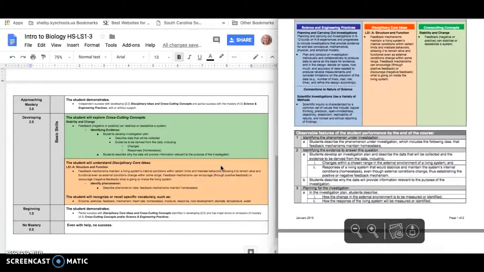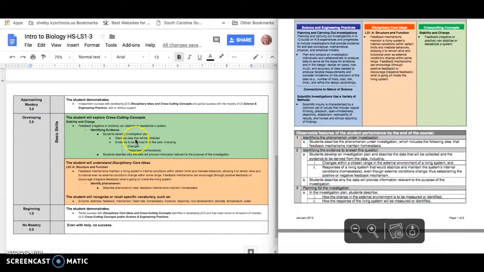So for the purposes of this, I feel like this plan falls in with the basic skills under our cross-cutting concept of identifying evidence. If you see that here, identifying evidence, the student develops an investigation plan. The student develops an investigation plan. I've done just a short piece of student develops an investigation plan.